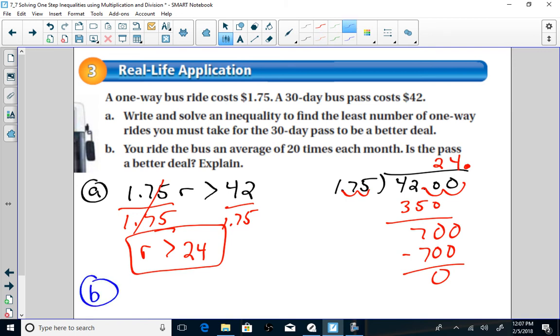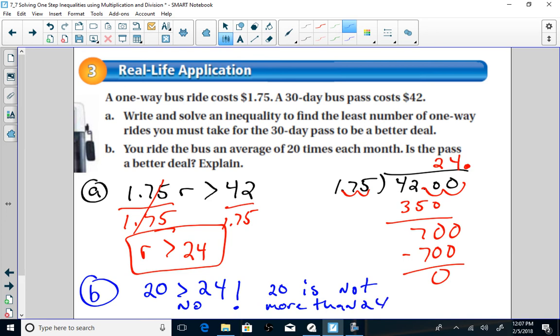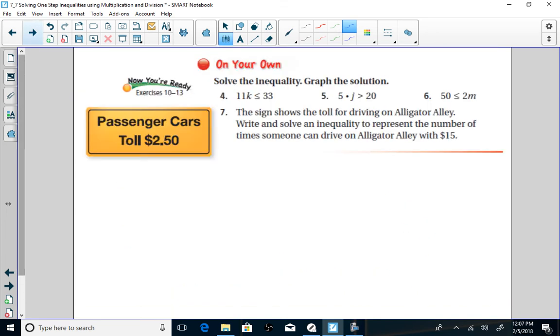Part B says you ride the bus an average of 20 times a month. Is the pass a better deal? Explain. Well, what do you think about that? Part A says that the number of rides has to be more than 24 for the pass to be a better deal. Is 20 more than 24? The answer to that is no. So is the pass a better deal? The answer is no, because 20 is not more than 24.